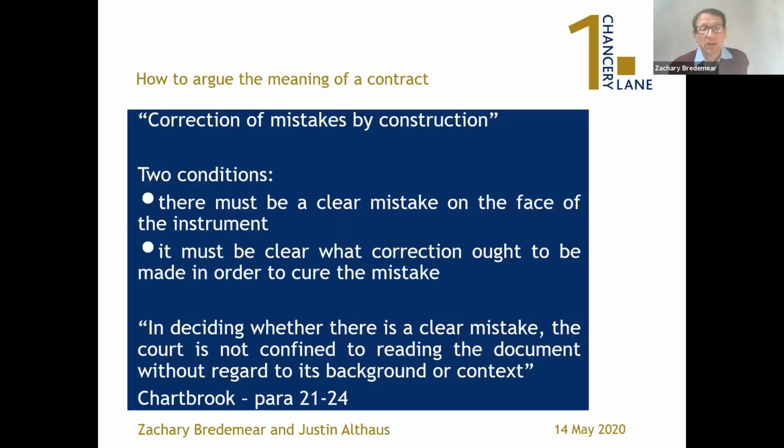And so that second hurdle is often where one falls down with this type of argument about correction of mistakes by construction, because there may be more than one alternative way of dealing with what the mistake would have been. And if there's more than one alternative, then you can't rely on this way of arguing the case. A further point made by Lord Hoffmann in Chartbrook is that when deciding whether there is a clear mistake, the court is not confined to reading the document without regard to its background or context. So you can look to what the parties' background, factual matrix information was, the commercial purpose of the document, in order to show that there's a clear mistake on the face of the instrument.